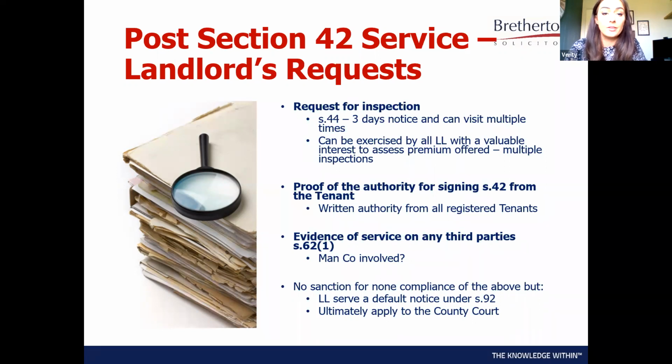Evidence of service on any third parties. Again, this is where solicitors can come unstuck. Do not forget that management company. Do not rely on the Land Registry. They can sometimes miss the third party of the lease out when they list the details of the lease. Make sure you are looking at the original lease for the management company and make sure you have tracked service and you can prove that to the freeholder should they require it.